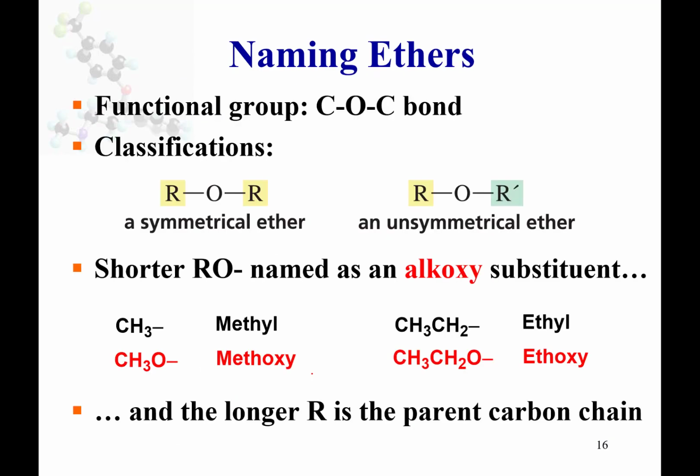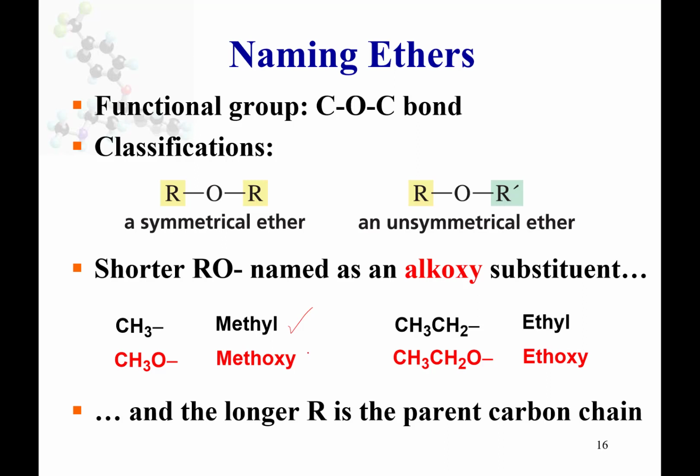Another functional group is ether. This is the functional group that contains a carbon-oxygen-carbon bond. And depending on what is actually on the carbons, there could be 2 similar alkyl groups, and we would call this a symmetrical ether, or they could be different alkyl groups, and we would call this an unsymmetrical ether. How do we name ethers? Well, if they're unsymmetrical, then the shorter group is named as an alkoxy substituent. So we learned about the alkyl group already, but if there is an oxygen, we call this the alkoxy group.